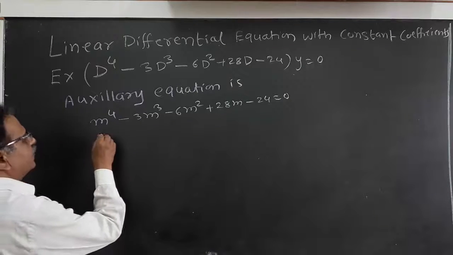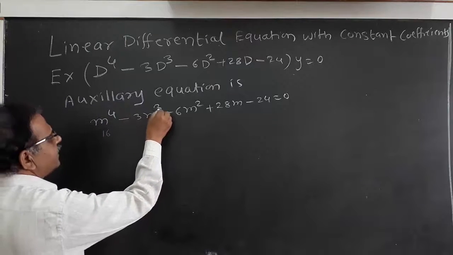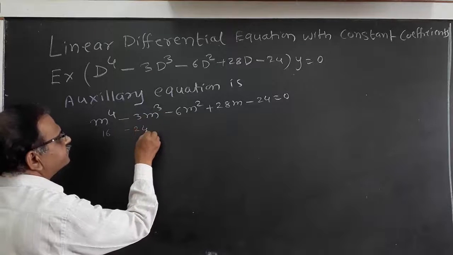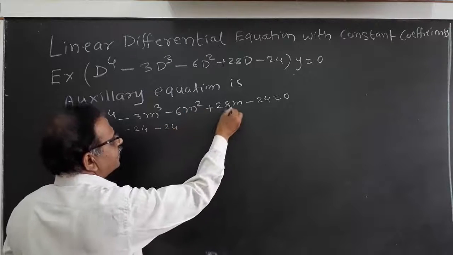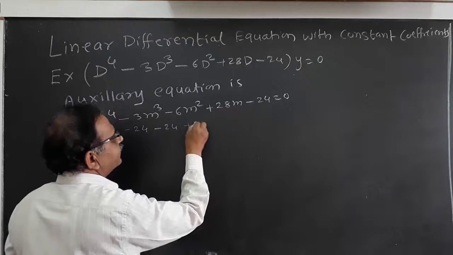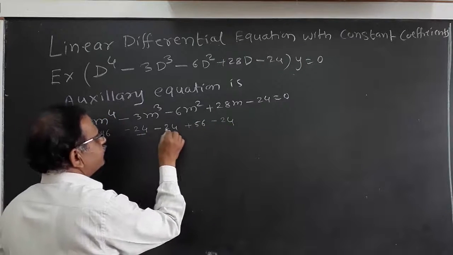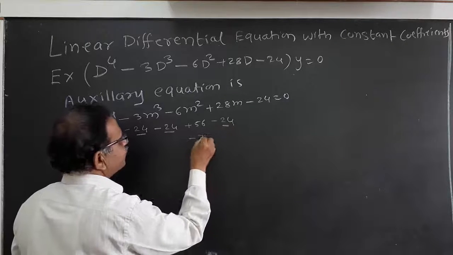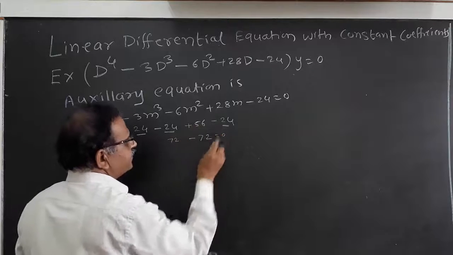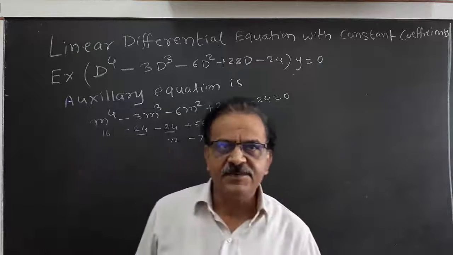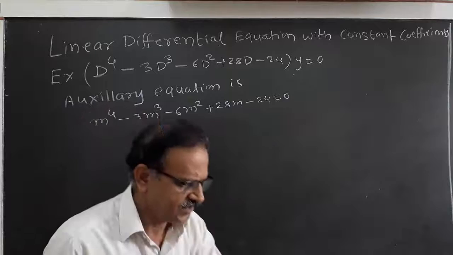Therefore we shall put m equal to 2. 2 raised to 4 is 16. 2 cube is 8, 8 into minus 3 is minus 24. 2 square is 4, 4 into minus 6 is minus 24. 2 into 28 is 56, minus 24. Minus 24, minus 24, minus 24 gives minus 72, and 56 and 16 is 72. 72 minus 72 is 0. Therefore, m equal to 2 is the first root of this equation.